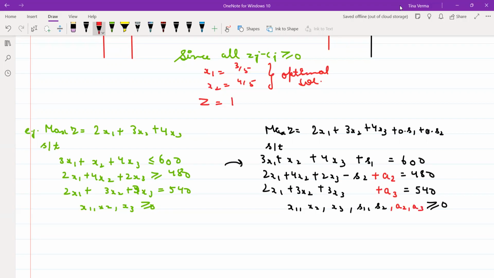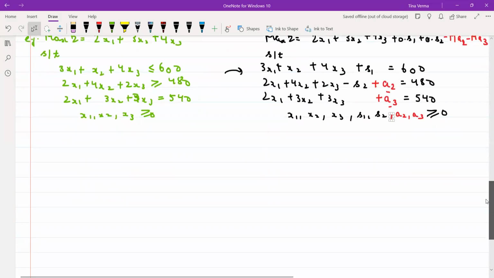Now your case is of maximization. So it will be minus M A2 minus M A3. Is it clear? I have added two artificial variables, so I have subtracted minus M into A2 minus M into A3. Now you can start your iteration.